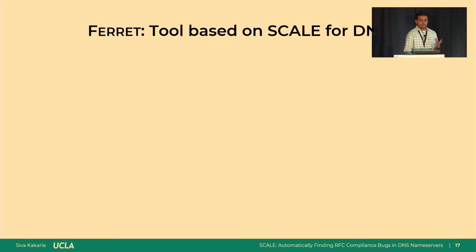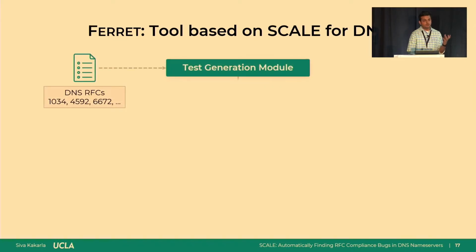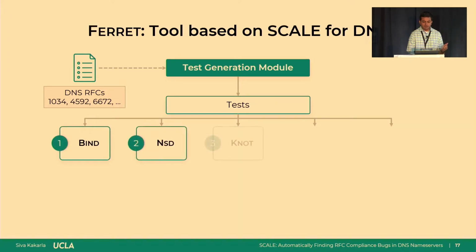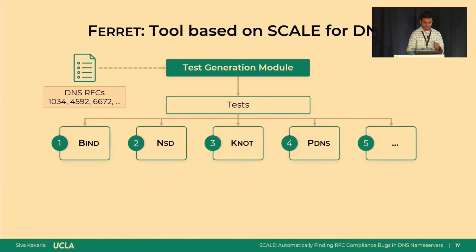We have used the SCALE approach as the basis for a tool called Ferret for automated testing of DNS implementations. SCALE is the name we gave for the approach, and the DNS-specific tool is called Ferret. Ferret generates tests in an exhaustive manner using our logical model of the RFCs, in the form of pairs of zone files and user queries. Given this test, what we do then is run every name server implementation we have against the test and compare their outputs.